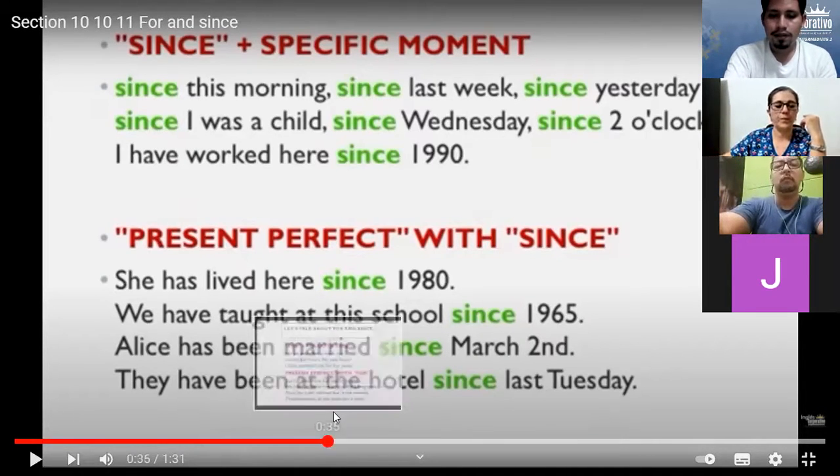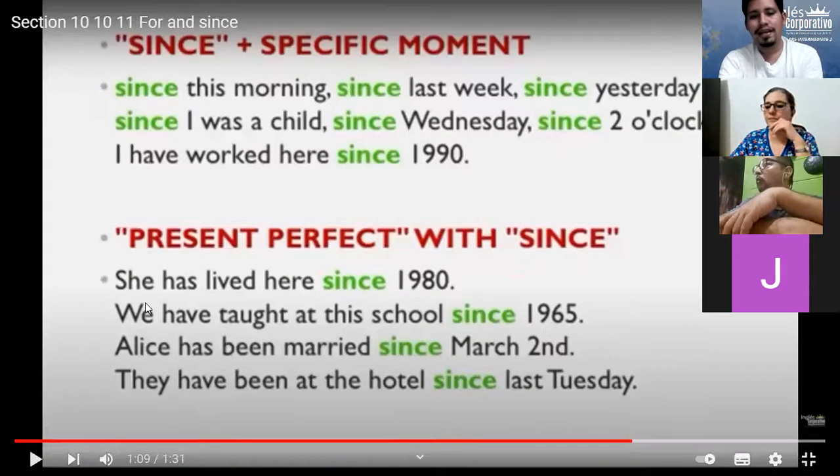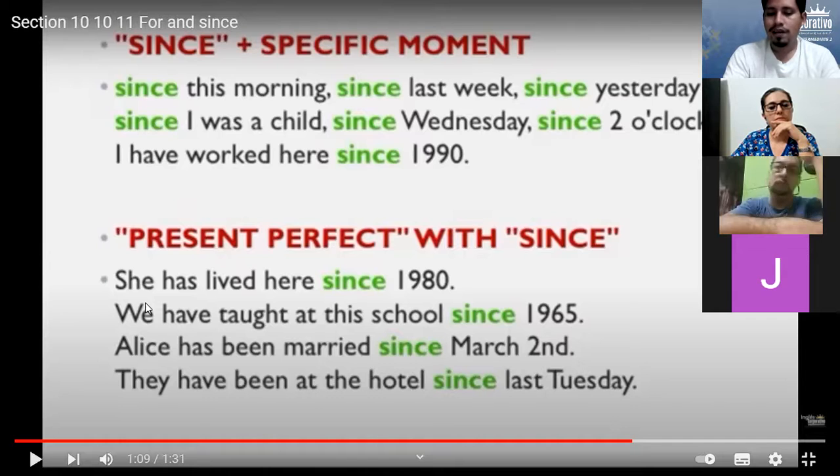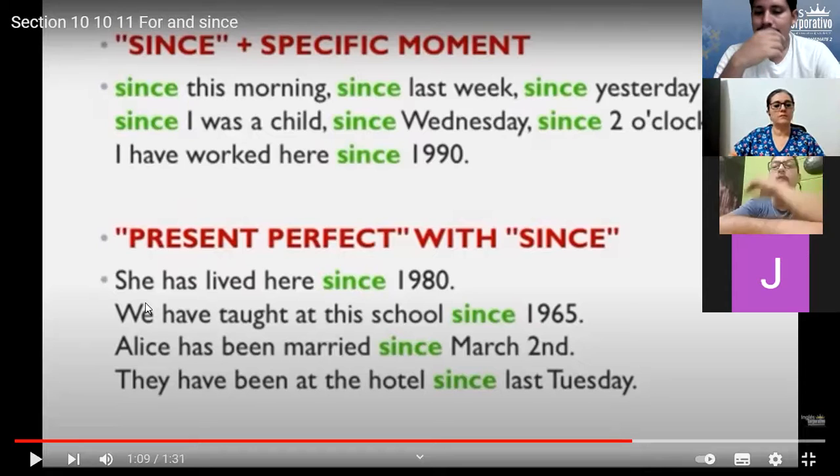In the first one, check this out. She has lived here for 20 years is different from saying, she has lived here since 1980. If we were in 2000, that means 20 years. If we update that date to the one we have right now, how many years do we have for that sentence till this moment? From 1980 to 2021, how many years do we have?